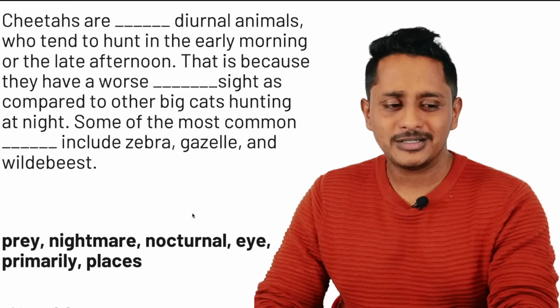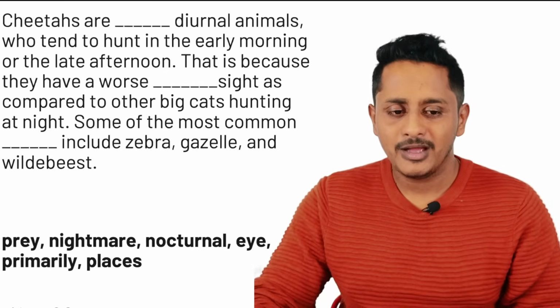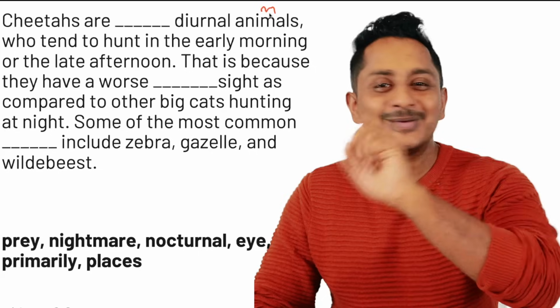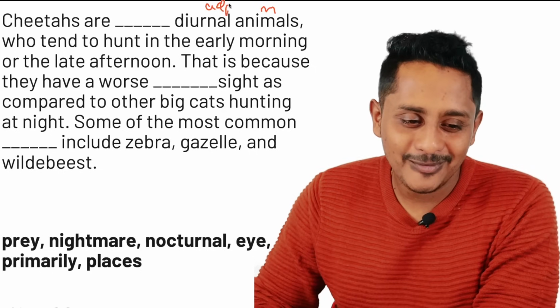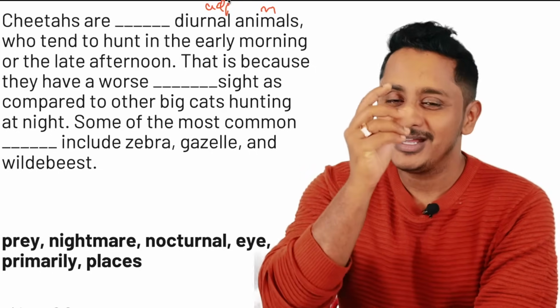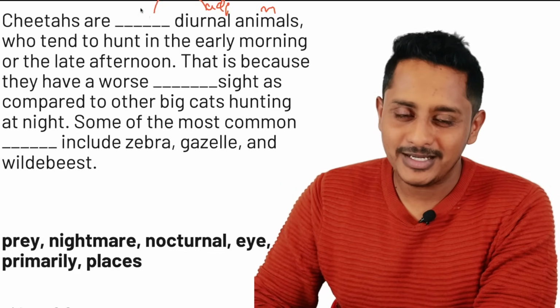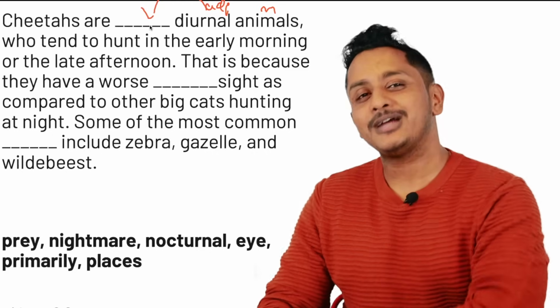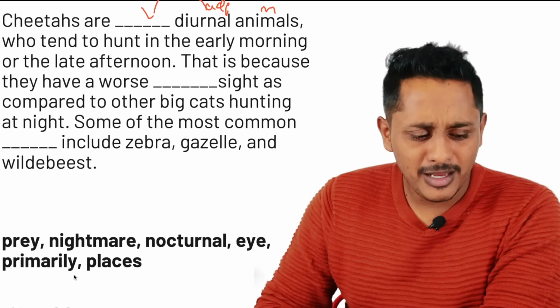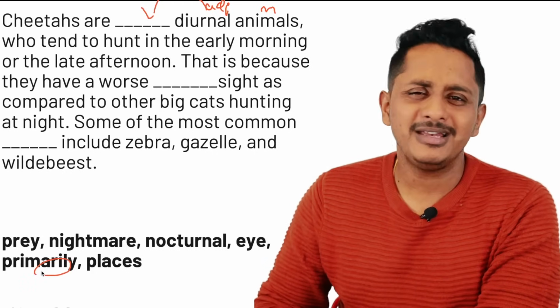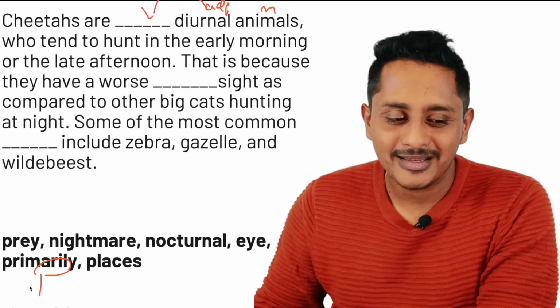So let's get to the previous one. Animals is a noun. Before a noun, an adjective comes. That's exactly why I told you to hold on for a few minutes. Now you get better clarity. Before an adjective, it's not like before. How much of diurnal animals? Mainly. Cheetahs are mainly diurnal animals. So this is going to be one.